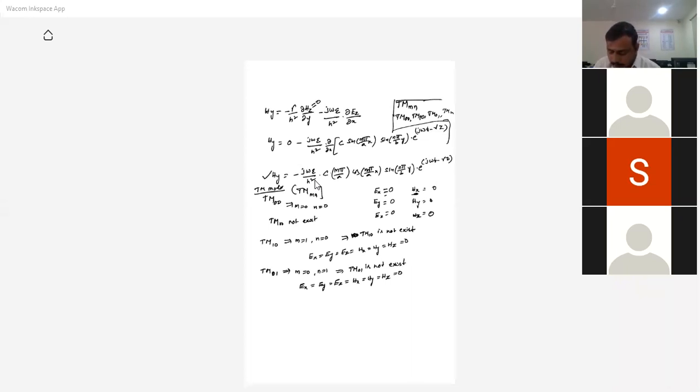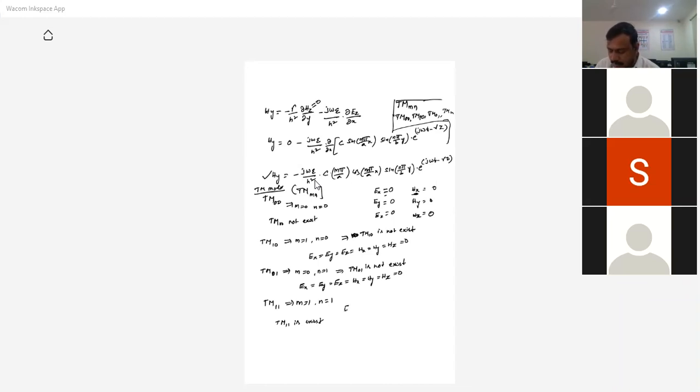So now, next we can go for TM11, where m is equal to 1 and n is equal to 1. For this case, we have all the field components. All are not equal to 0. There are no zero components. So that means the minimum mode, TM11, exists.